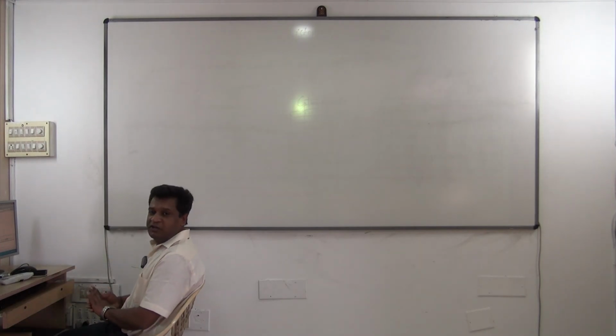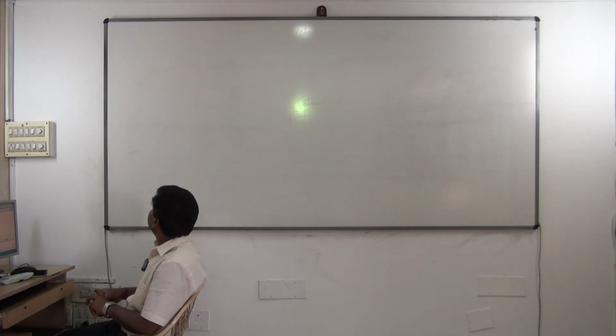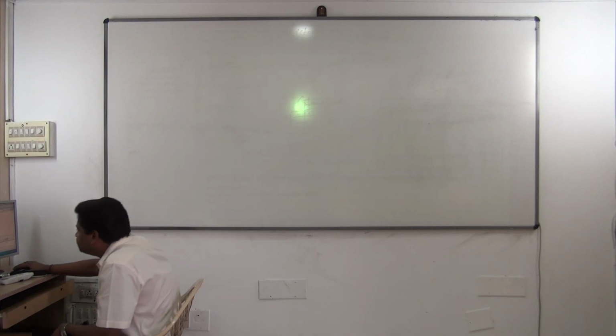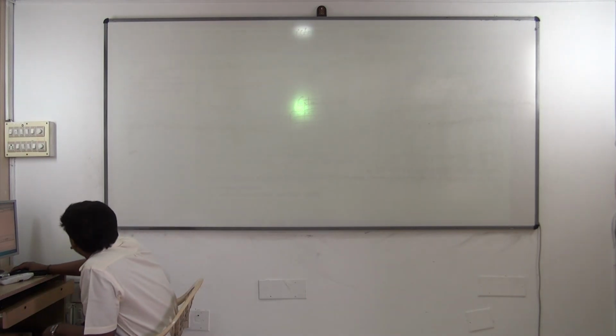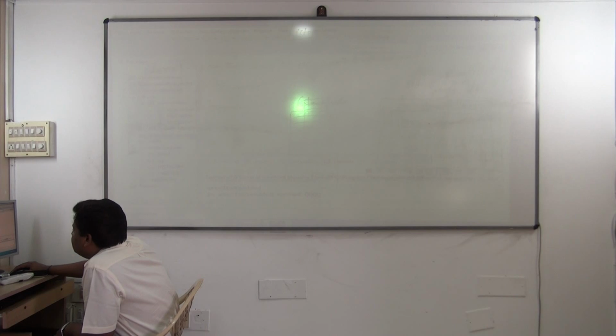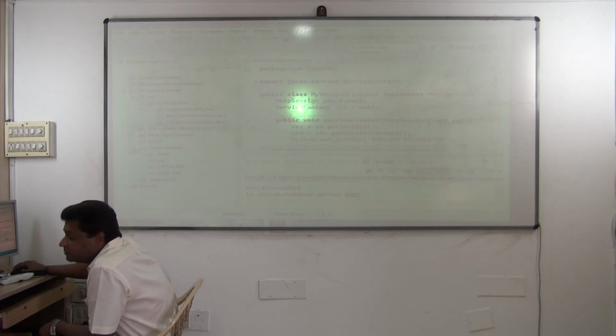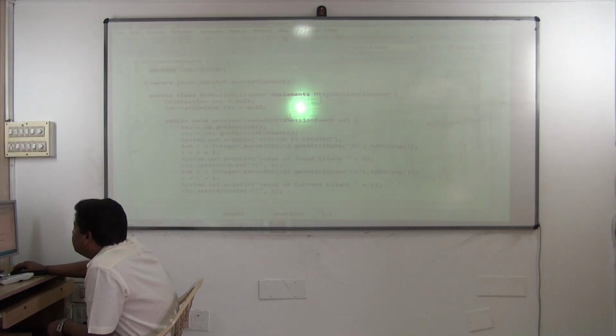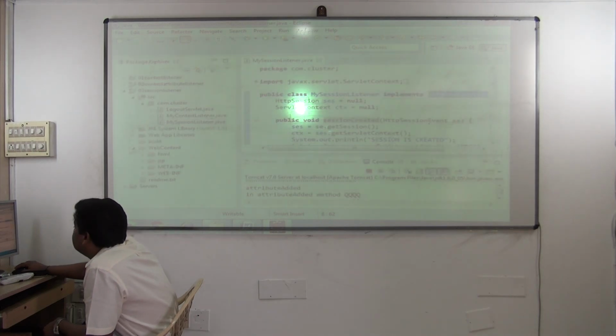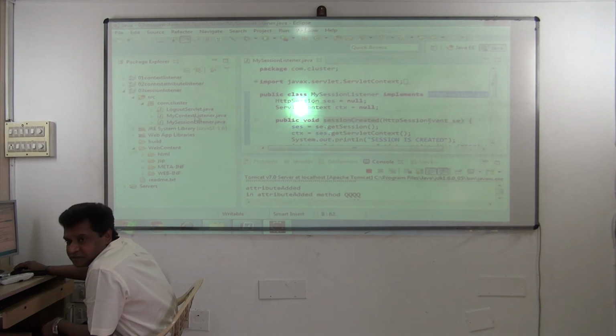For this we will refer to the third example, session listener. That's the project name I have given. In this session listener, I'll use two listeners actually, not one. One would be the main one, that is session listener. The other one would be context listener.